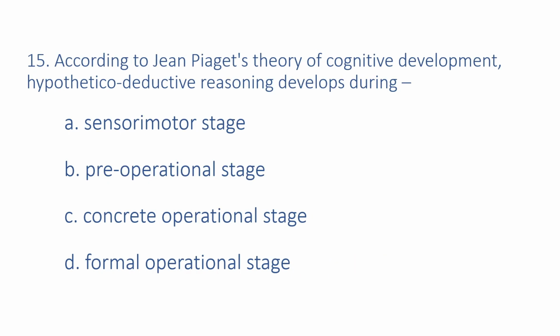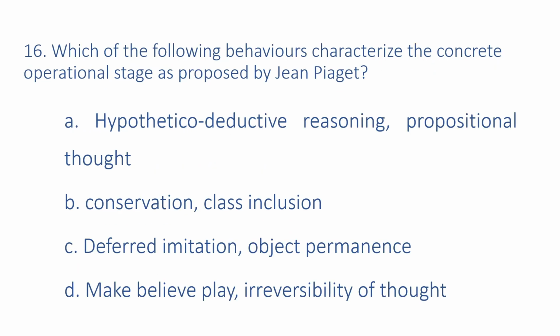The next question, according to Jean Piaget's theory of cognitive development, hypothetico-deductive reasoning develops during sensorimotor stage, pre-operational, concrete operational, formal operational. The correct option is D, formal operational stage. Hypothetico-deductive reasoning, forming a hypothesis and reasoning systematically to test it, develops in the formal operational stage from about 11 years onwards.